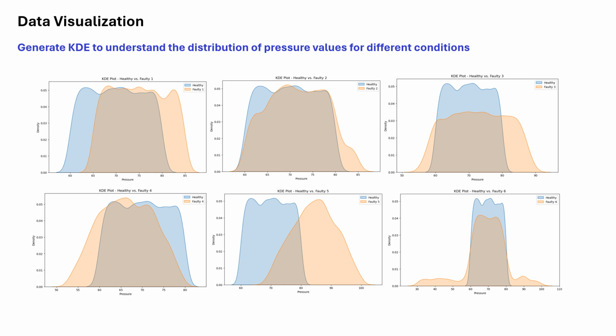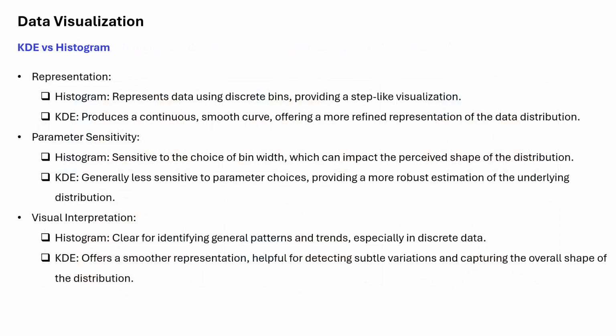It uses a kernel, a smoothed function, placed at each data point and then combines them to create a continuous, smooth density curve. The result is a smoothed curve that represents the underlying probability density of the data. This curve allows for a more nuanced understanding of the distribution of pressure values under different conditions. Let's compare both the methods.